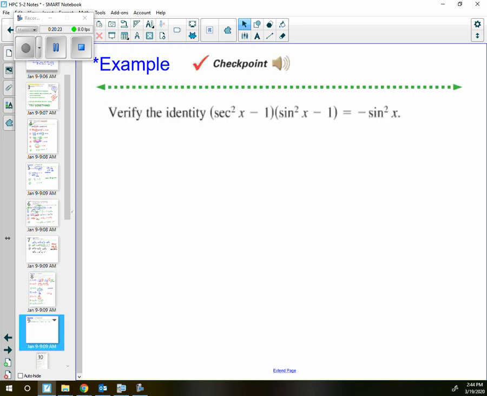All right, let's take a look at our last one. We're going to verify this identity. So I'm going to have you again, if you could, pause the video, write it down. Think about strategies. What would be the easiest thing to do first? And we'll talk about what options are in front of us.